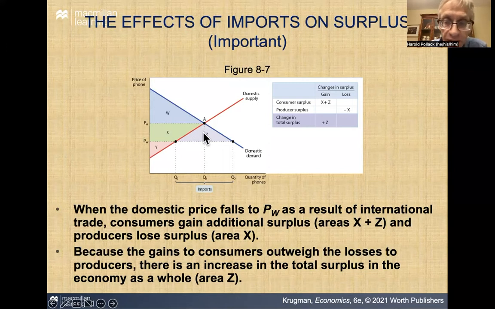Okay? And this is actually a useful diagram to pay attention to. Right? And so if you say, what are the gains from trade? It's really that Z thing. The X thing is really consumers benefiting at the expense of producers. Okay?